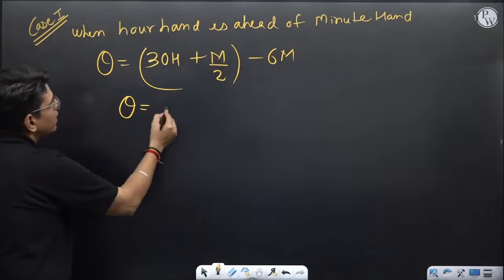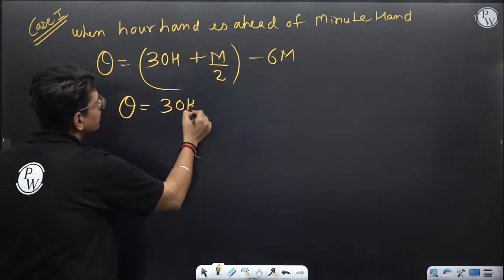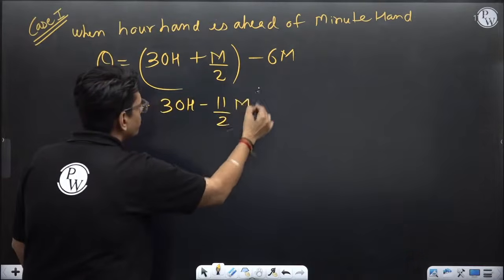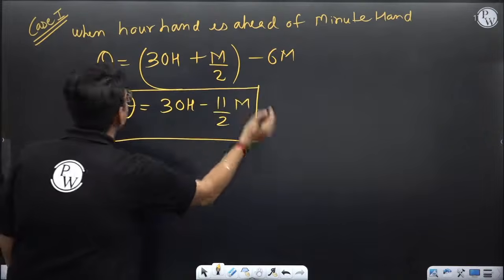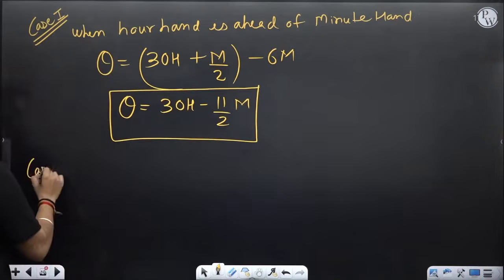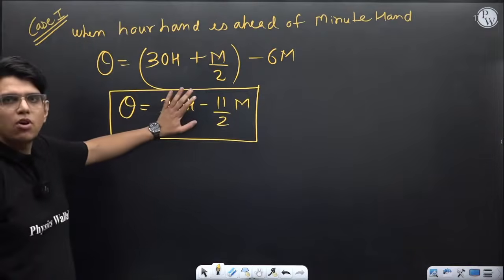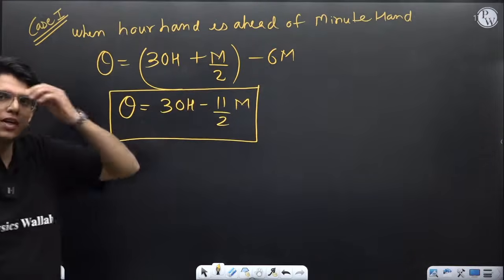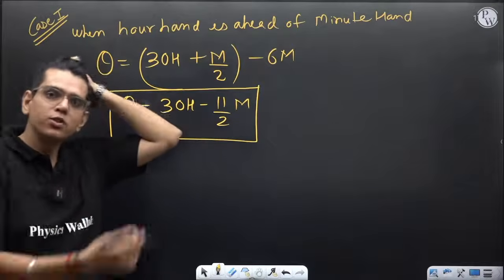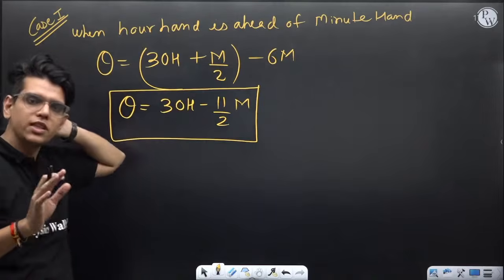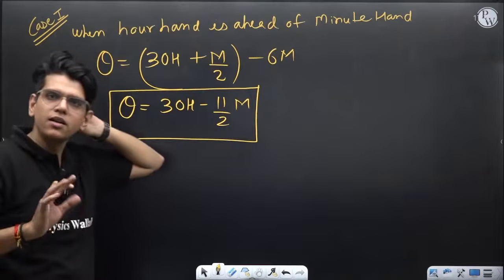Theta is nothing but 30h minus 11 by 2 m. Now case 2, you only have to remember this to solve the questions, okay? Even if you don't understand the proof, no worries, you just have to memorize this formula and we will be able to solve all the questions based on the angle between the minute and hour hand, okay?